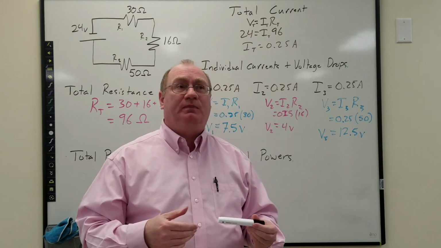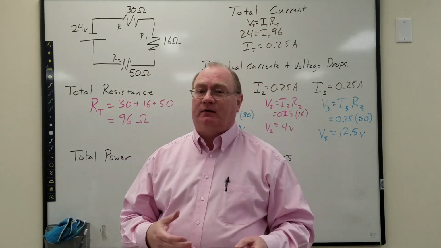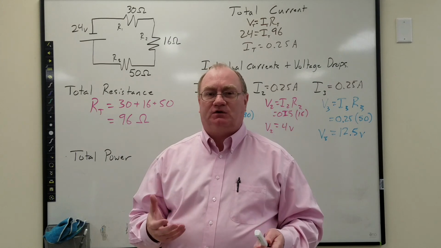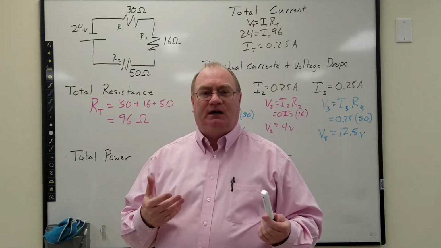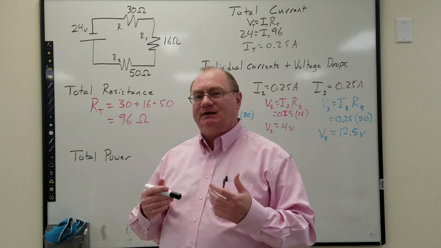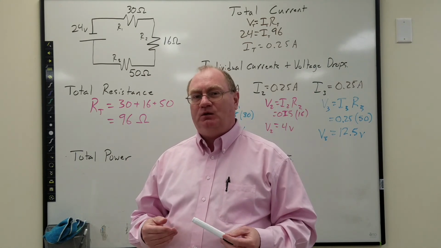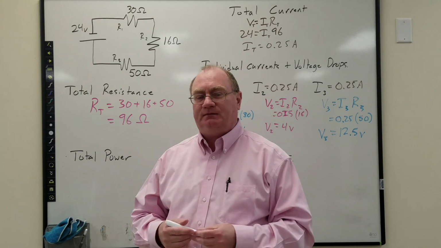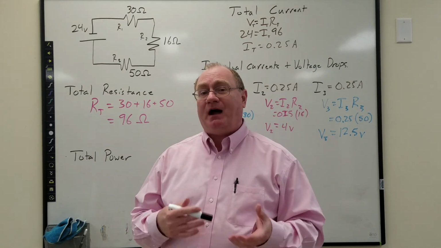Now power will be how bright or how loud that resistor is functioning. So if it's a speaker, it's how loud it is. Well, each resistor here has a different resistance. So which one is the brightest if these were light bulbs? Well, we can figure that out by figuring out the power for each one.